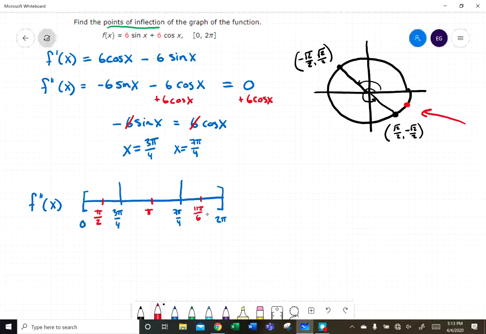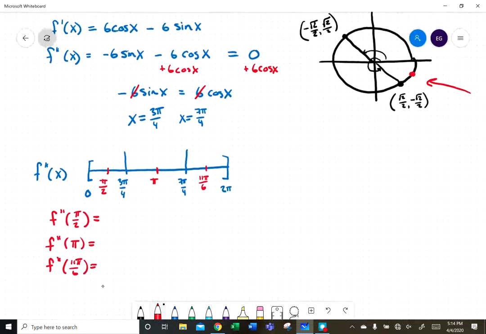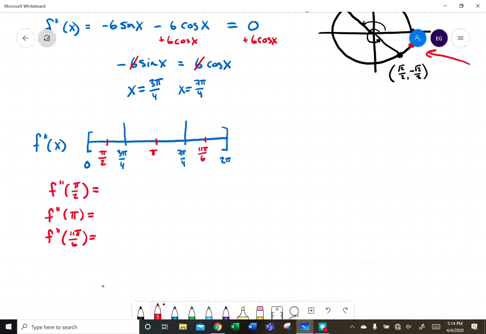Okay, so we want to know what is the second derivative evaluated at pi over 2, the second derivative evaluated at pi, and the second derivative evaluated at 11 pi over 6. We're not so concerned with what the actual values are. We're concerned with whether they are positive or negative. Okay, our second derivative now, don't forget it's up here. This is the second derivative.